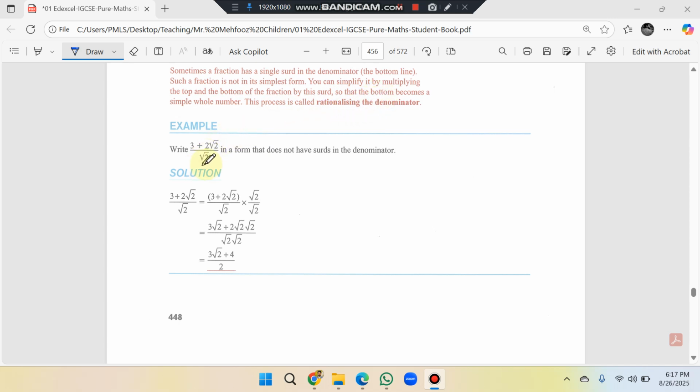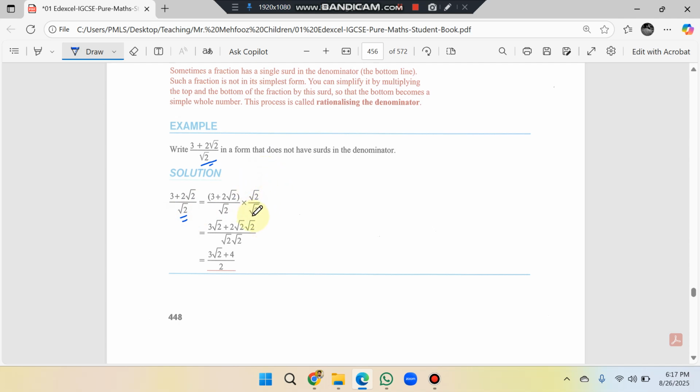So here in this case you can see that in the denominator we have a surd. This process is used when we have a surd in the denominator, and a surd in the denominator is not acceptable, it is not simplified form. So to get the simplified form, we have to multiply and divide by the same surd with this expression. So it becomes 3 plus 2 square root of 2 over square root of 2, multiplied by square root of 2 over square root of 2.